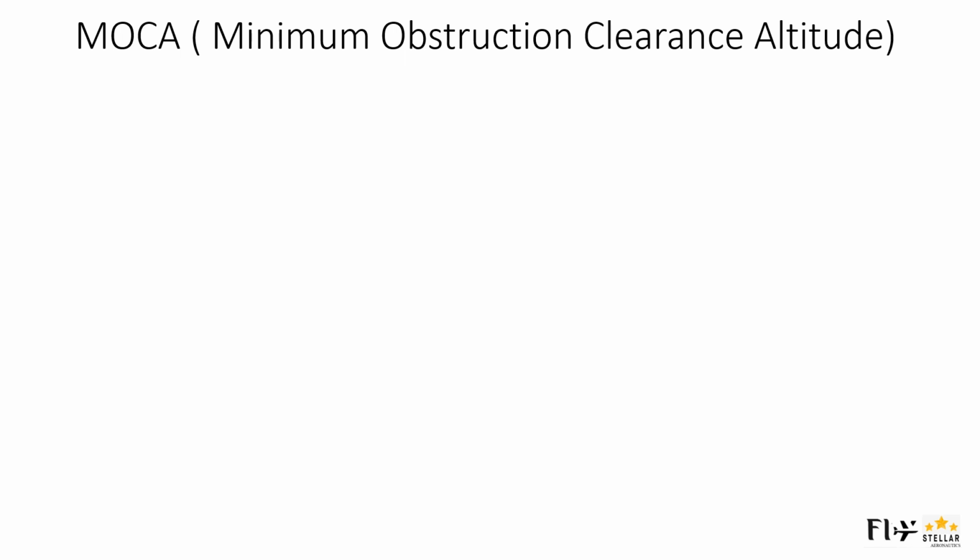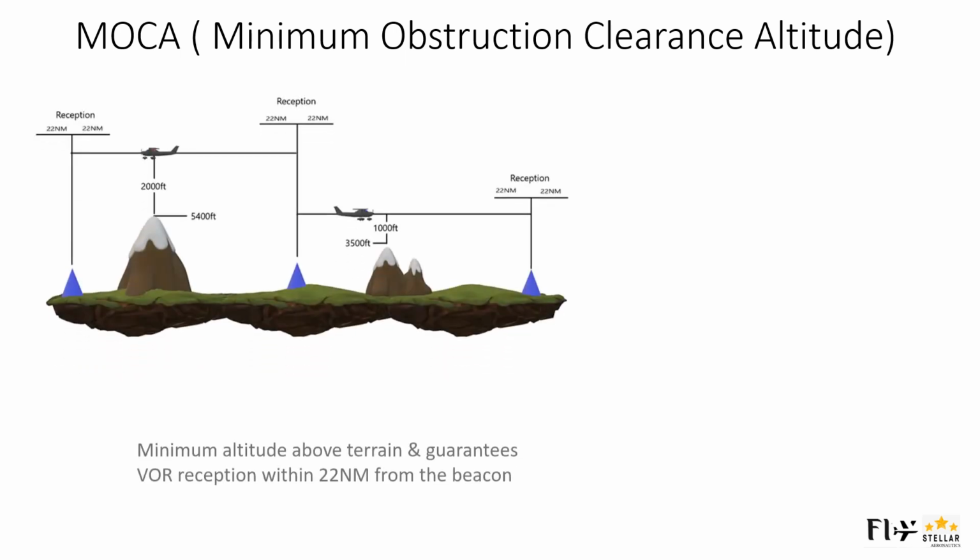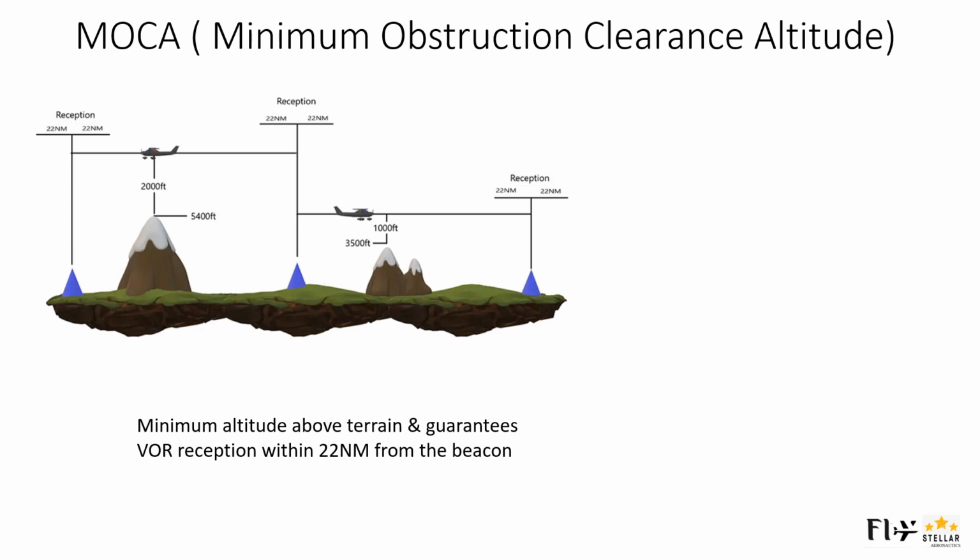Second is MOCA, that is minimum obstruction clearance altitude. It is the minimum altitude above terrain that guarantees navigational signal reception within 22 nautical miles from the beacon. It provides 1000 feet separation when terrain is less than 5000 feet, and it provides 2000 feet separation when terrain is more than 5000 feet.